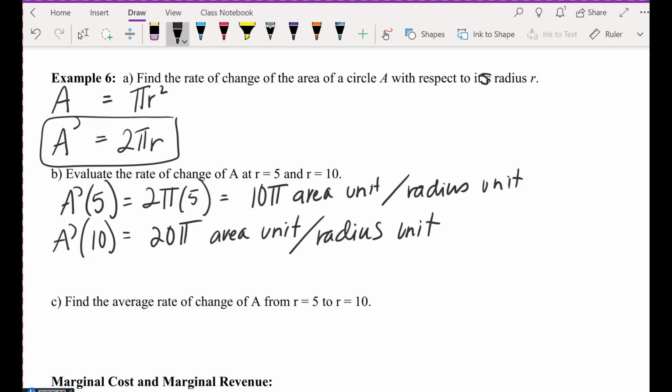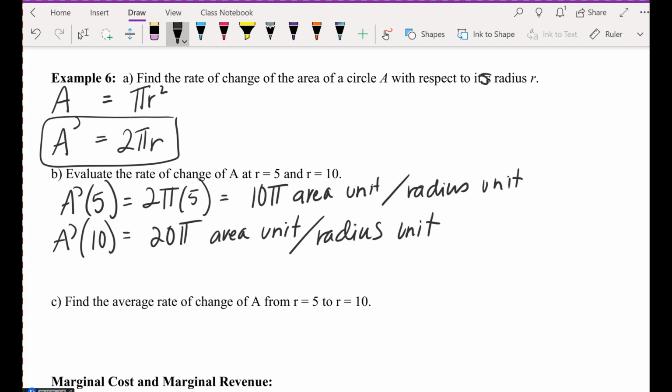Okay, C. Find the average rate of change of A from radius being 5 all the way to radius being 10. Is it the same answer? No. What do we do here for the average rate of change? What are you looking for? Is it the slope? Yes. If you see the word average rate of change, that's like algebra 1, find the slope, which is not the derivative, right guys? Rate of change is instantaneous. Average rate of change is not.